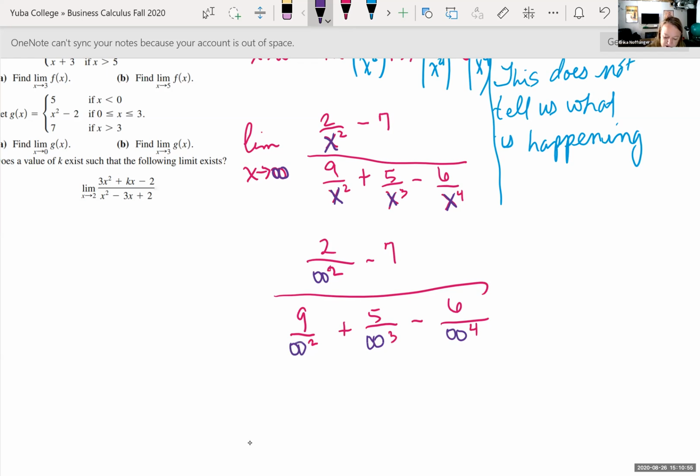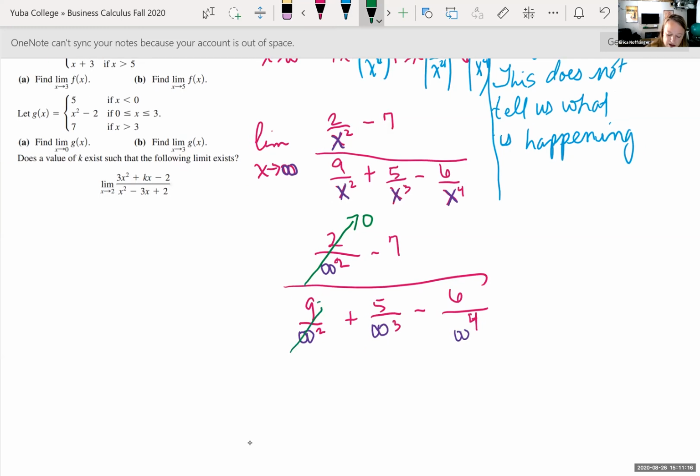Well, a number over something that is huge or going to infinity, again, goes to 0. And so we have this piece right here in the numerator, 2 over infinity squared. That piece of that expression goes to 0. And then we have minus 7 all over, well, 9 over infinity squared goes to 0. 5 over infinity cubed goes to 0. And negative 6 over infinity to the fourth also goes to 0.